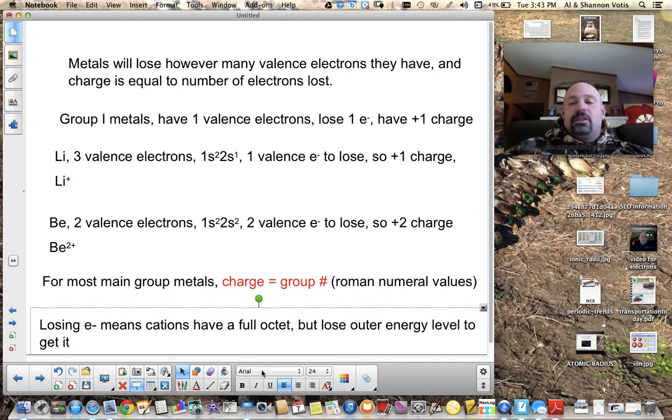Now again, losing those electrons means you're going to have a full octet. But when they lose those valence electrons, for example, up here again with beryllium, if beryllium loses those 2 valence electrons, the second energy level is gone. So our next level down is our full energy level in that case.